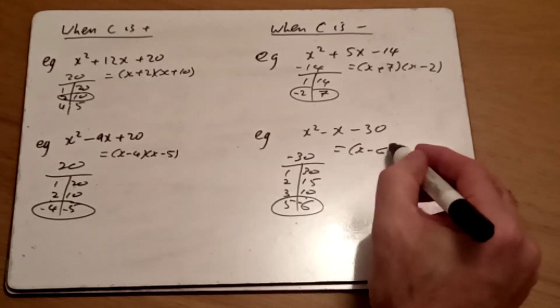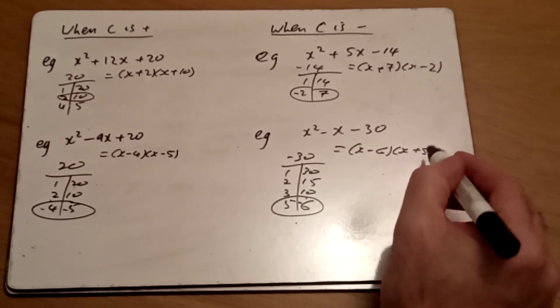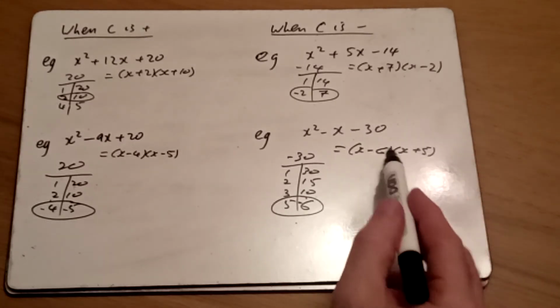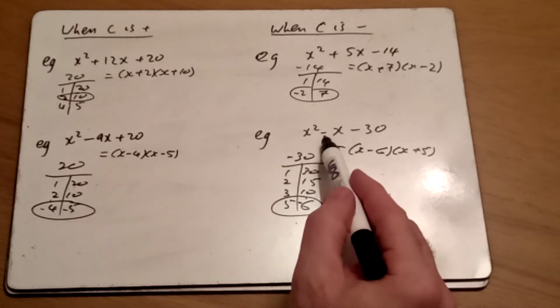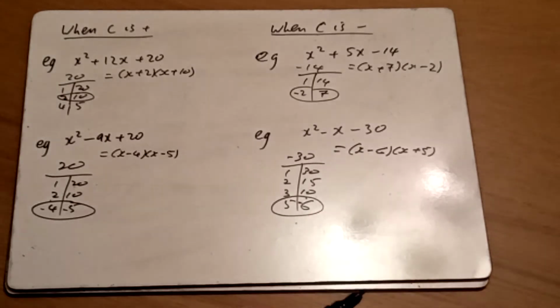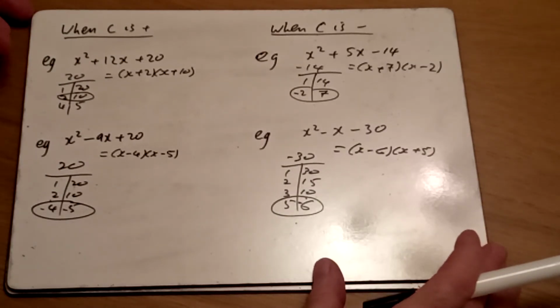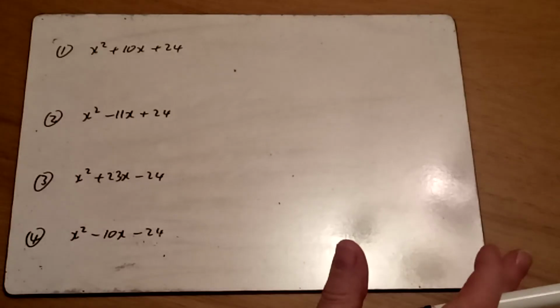So x minus 6, x plus 5. Now, as before, the order around the brackets doesn't matter, but the minus has to go with the 6 to give me minus 1x. And again, that's what that is there. We don't write the 1, but it's there. And that's really it. We'll look at 4 examples, and I'll use the same number.